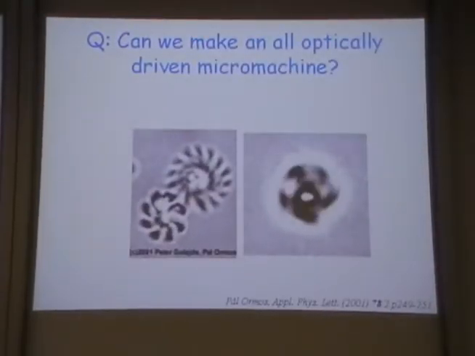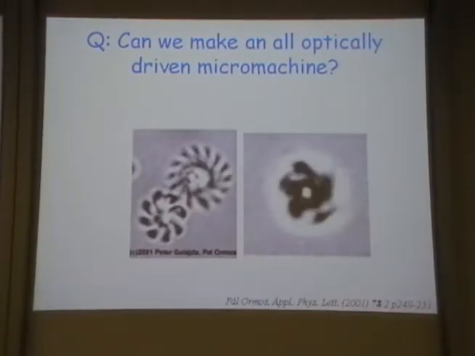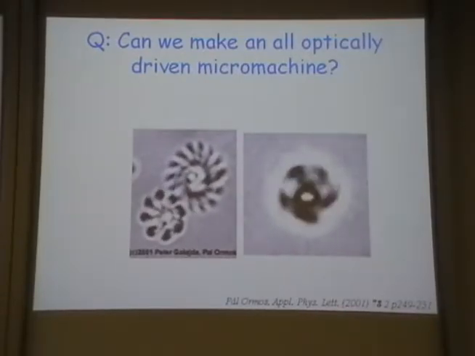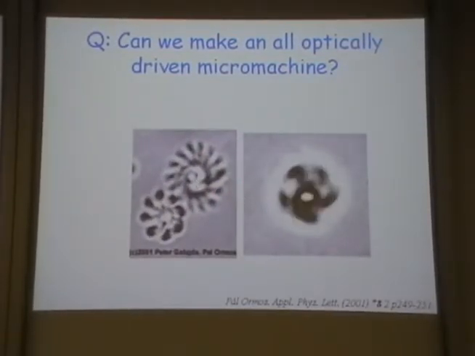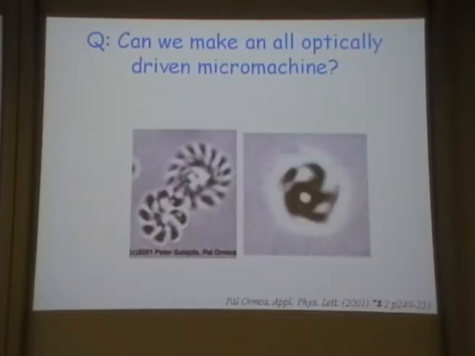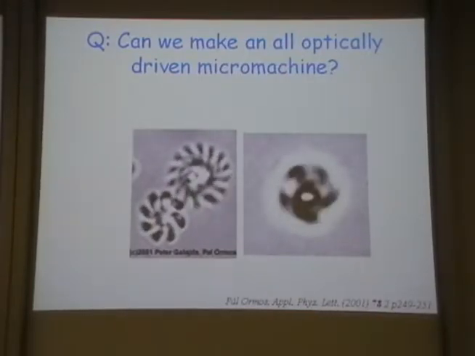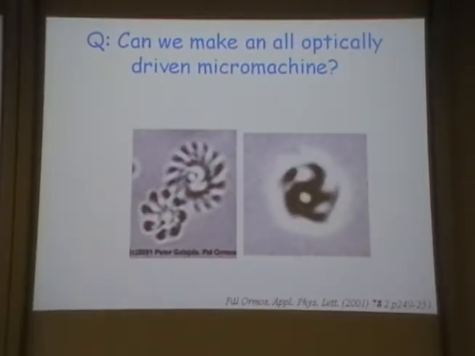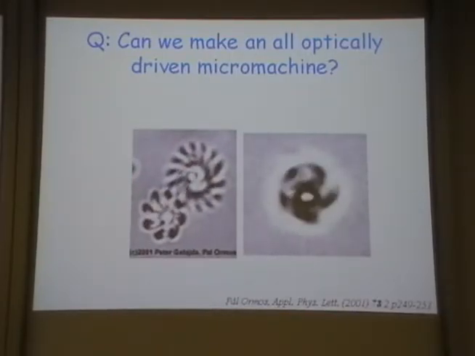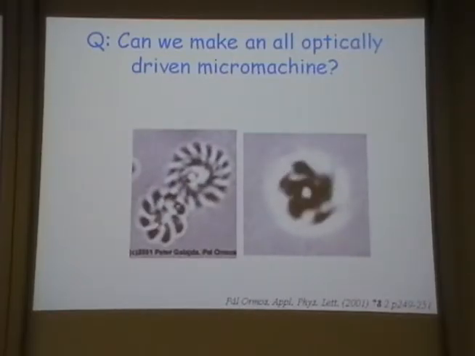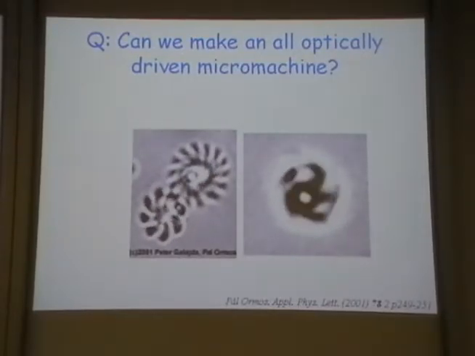There is another group in Hungary led by Pál Ormos, who have been doing optically driven micromachines for a very long time. This is from their website. These are entities produced by using a two-photon photopolymerization process, and I'll tell you more about that process today. Les has been talking about two-photon absorption and three-photon absorption and so on, so I will touch upon that. These machines, you can see, are connected cogs, and you can rotate them. They are not necessarily three-dimensionally trapped, and they are obviously driven all optically.